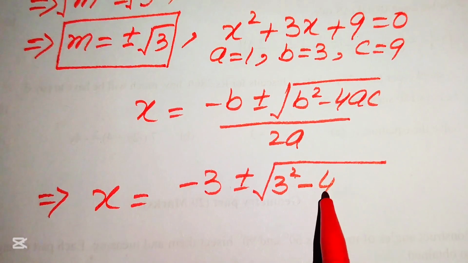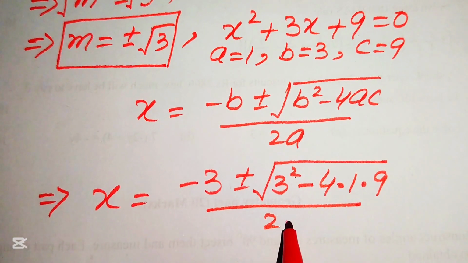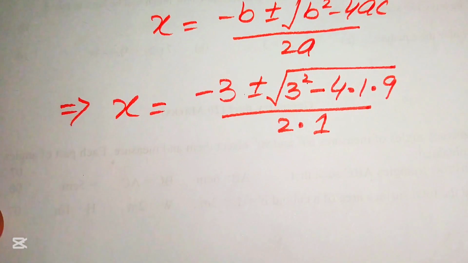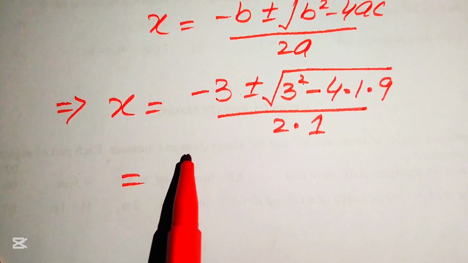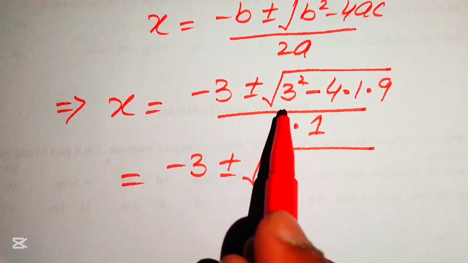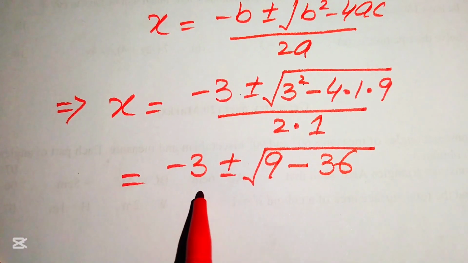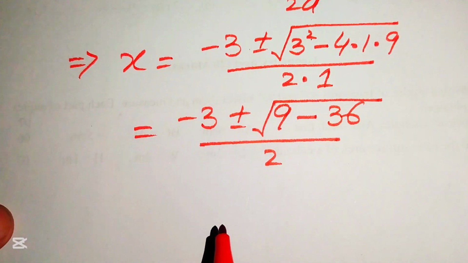b is 3 square, minus 4 times a, which is 1, and c is 9, divided by 2 times a. So here our a is equal to 1. Now in the next step we need more simplification, and we write it as x equals minus 3 plus minus the square root of 3 square, which is 9, minus 4 times 9, which becomes 36, divided by 2.